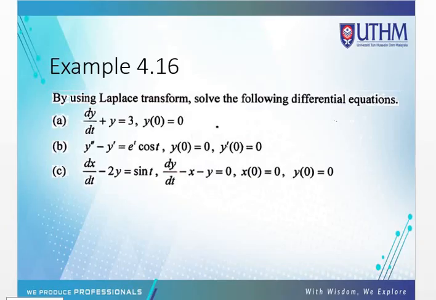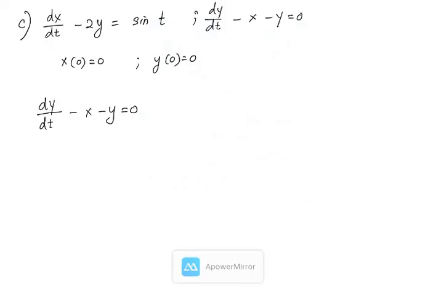Next, we move to the third question. dx over dt minus 2y equal to sin t, and dy over dt minus x minus y is equal to 0, and the initial conditions are x(0) is 0 and y(0) is 0. To solve this question, we need to Laplace transform this equation and also this equation. So first of all, I solve this equation first: dy over dt minus x minus y equal to 0.